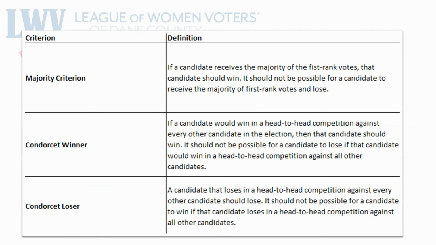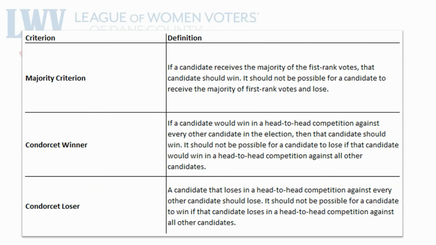The first that we'll discuss is called the majority criterion. When we discuss voting systems, we frequently identify which systems result in a majority-supported winner. This criterion is a little different than that, however. This criterion is not determining whether or not an electoral system always results in a majority-supported winner. But rather, this criterion is making the statement that if any candidate does win the majority of the votes, then that candidate should win the election. It should not be possible for a candidate to win the majority of the votes and still lose the election.